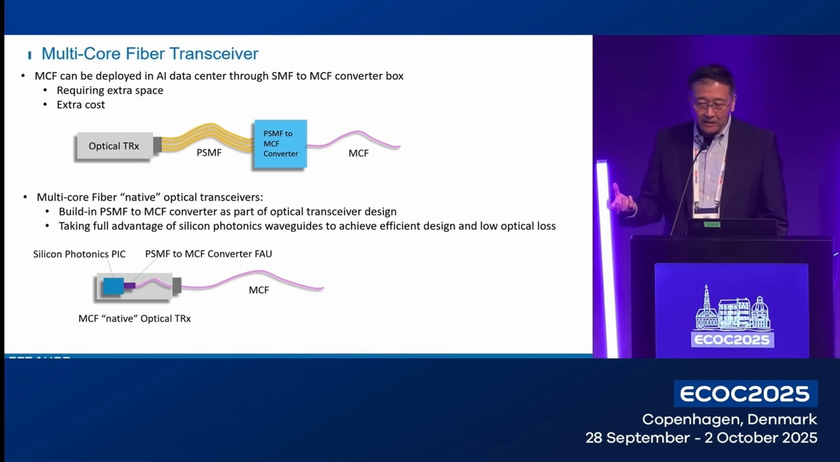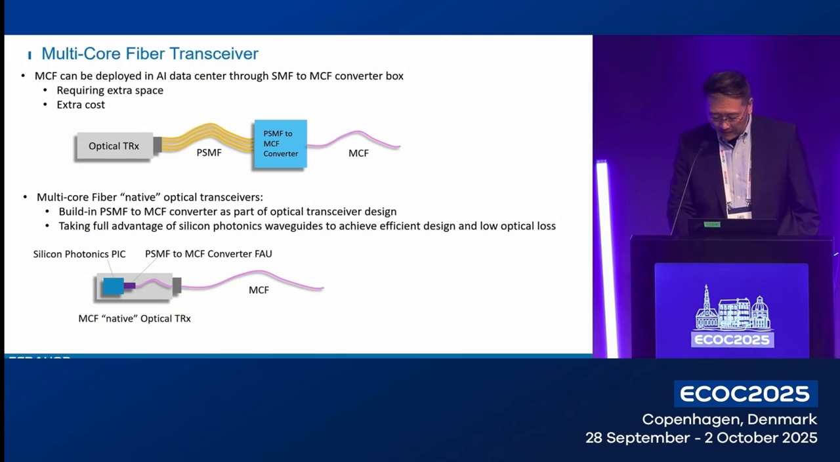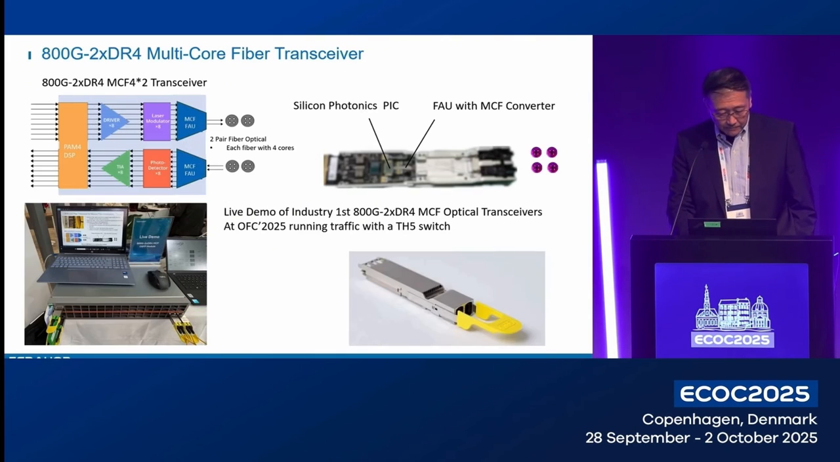So we are basically here to develop a native so-called multi-core fiber native transceiver, so customers do not have to do conversion. They can directly plug multi-core fiber directly into the transceiver. So you can actually have much cleaner deployment, much lower cost and space efficient. And at OFC this year, we actually demonstrated we can now build 800 gig transceivers with multi-core fiber.